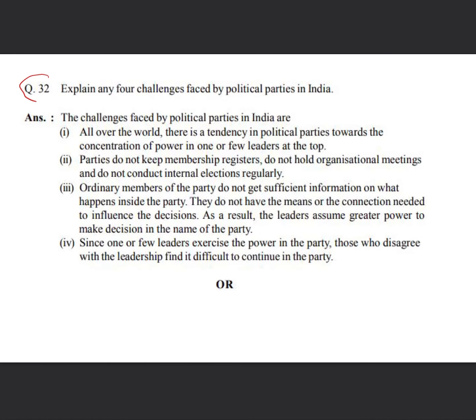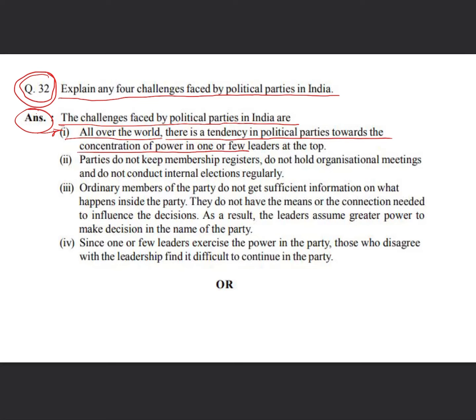Next question, question number 32. Explain any four challenges faced by political parties in India. Answer. The challenges faced by political parties in India are: number one, all over the world, there is a tendency in political parties towards the concentration of power in one or a few leaders at the top.